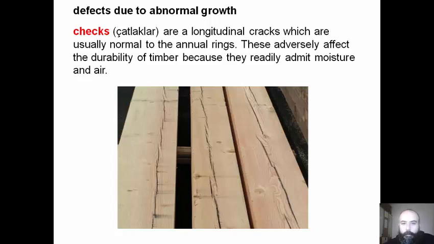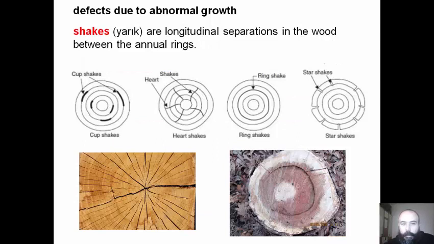Checks are a longitudinal crack, which are usually normal to the annual rings. These adversely affect the durability of timber because they readily admit moisture and air. Or we can have shakes. These are the longitudinal separation in the wood between the annual rings. They can come up in different forms.